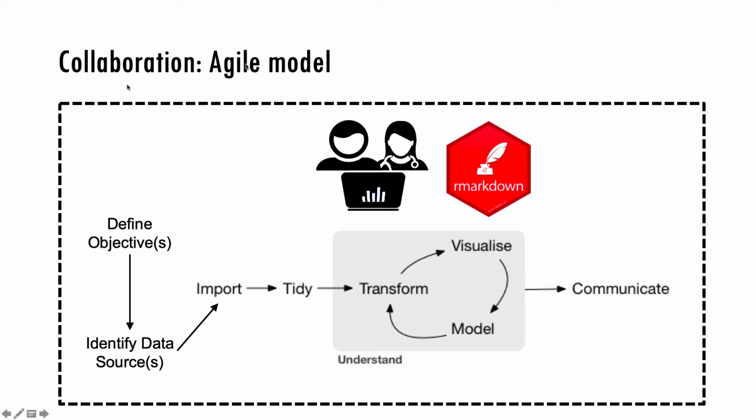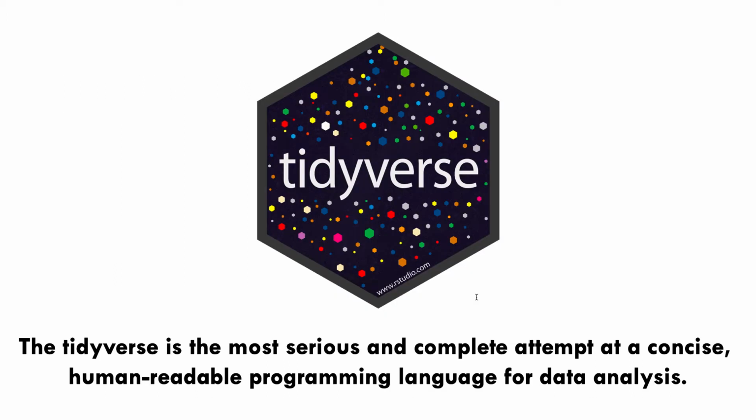The big challenge of this agile model is that some people who are not professionally trained to read and write code must at least be able to follow along with some code so they can be part of the discussion of what the analysis actually is. And this will work best if the code is concise with limited cryptic characters and as close to human readable as possible. And here's why under these circumstances the Tidyverse wins. Because the Tidyverse is the most serious and complete attempt at a concise, human readable programming language for data analysis.